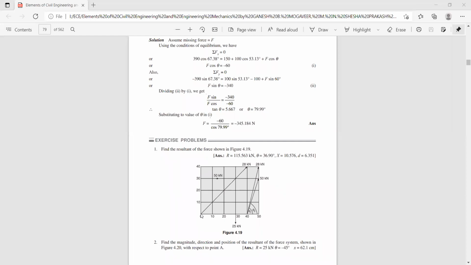is equal to 50 into 30 plus 25 into 30 minus 50 sine theta 2 into 40 minus 28 sine theta 3 into 40. So tell me sigma MA.